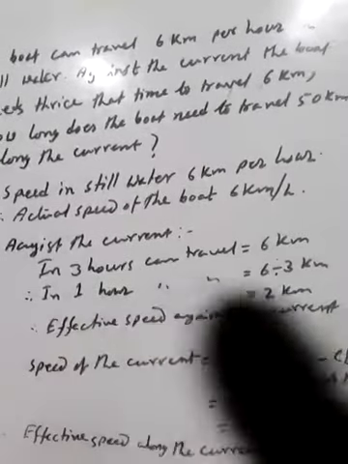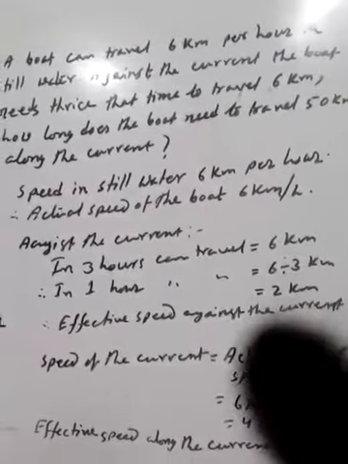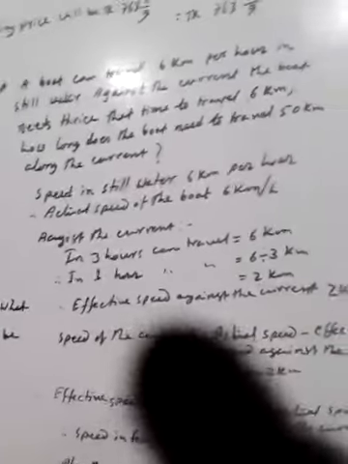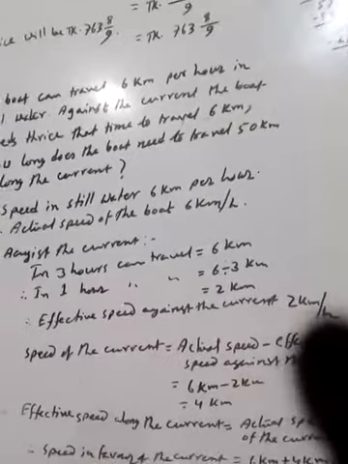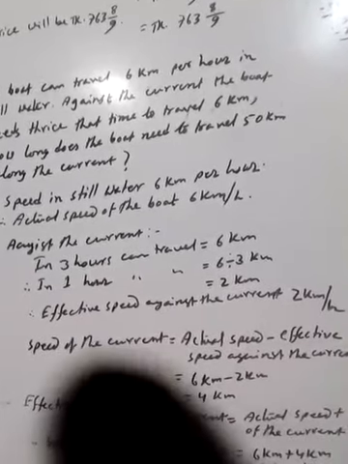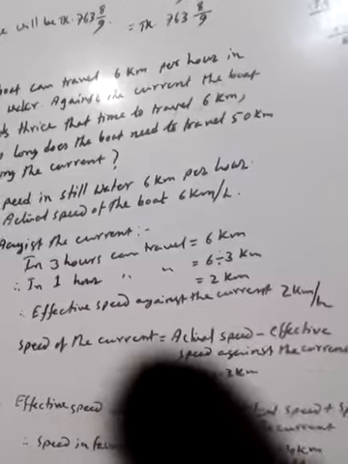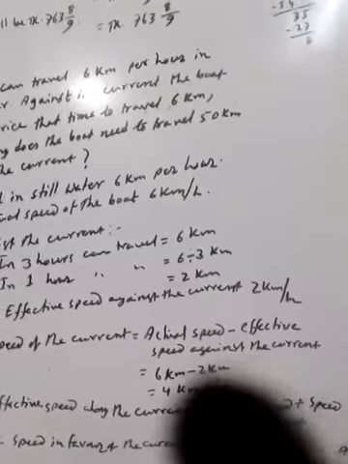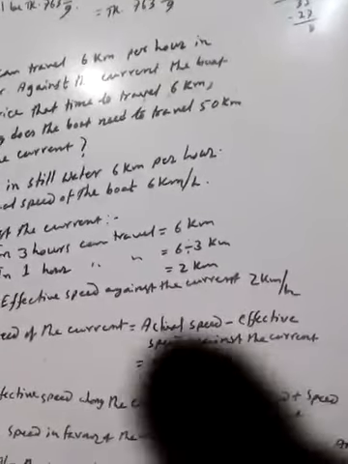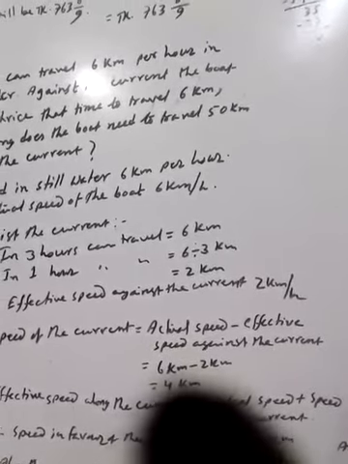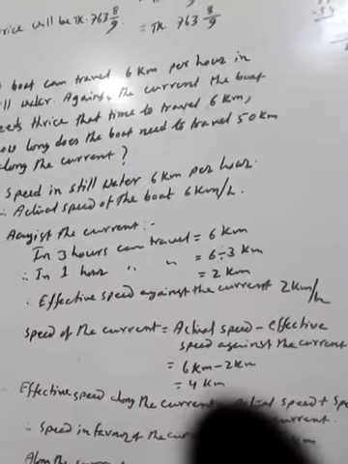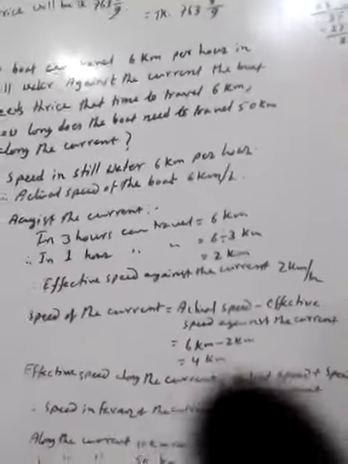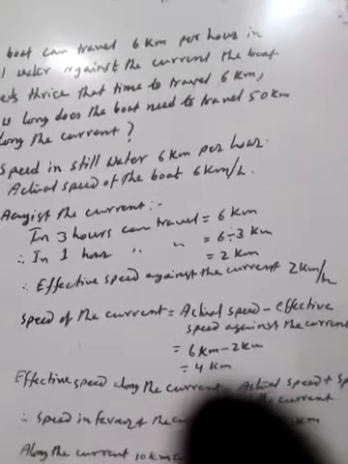Against the current, in 3 hours it can travel 6 km, so in 1 hour it can travel 6 divided by 3, 2 km. This is the effective speed against the current, 2 km per hour. So we have to find out the speed of the current. The formula is actual speed minus effective speed against the current. Actual speed in still water is 6 km per hour and against the current the speed is 2 km. We subtract and get 4 km per hour, and this 4 km per hour is the speed of the current.